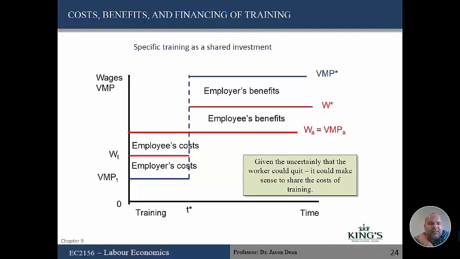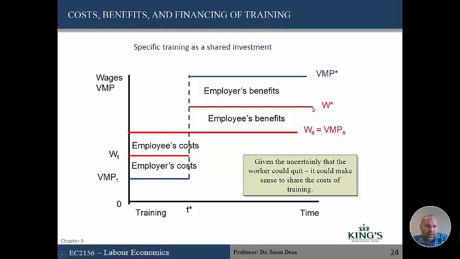But if there is still that uncertainty, it would actually make a bit of sense to share the benefits. So perhaps the worker could get paid a little bit less than WA during the training period, and the employer could pay a little bit more than WA after the training period. Okay, and then there's some mutuality, so both of the parties have invested in this training, and so there's a greater likelihood that they will have a longer relationship and be able to reap the benefits of this training.